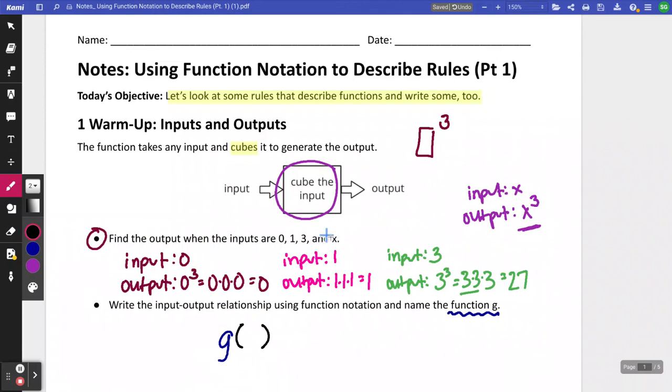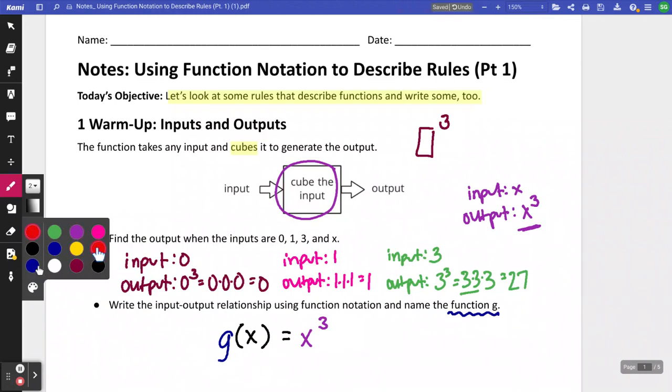And then after the name of the function, in the parentheses, is our input. Here, we are talking about an input of x. So I'll put x there. And then what comes after that is just your output. We said earlier when the input is x, the output is x cubed. So I can write this relationship with function notation by saying g of x equals x cubed.